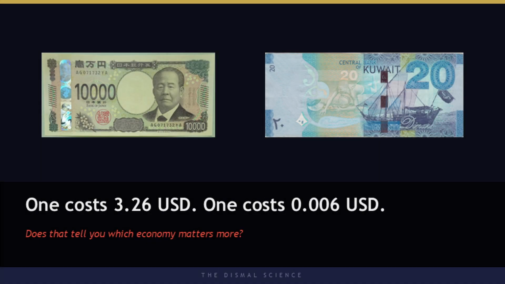To give you an example, one Kuwaiti dinar is 3.26 US dollars. Meanwhile, one Japanese yen is 0.006 US dollars. Does that mean the Kuwaiti dinar is a stronger, more important currency than the Japanese yen? Absolutely not. Not even close. But we'll come back to the why in just a moment.